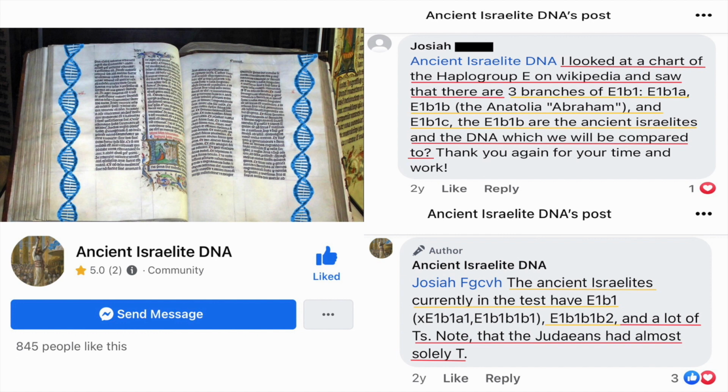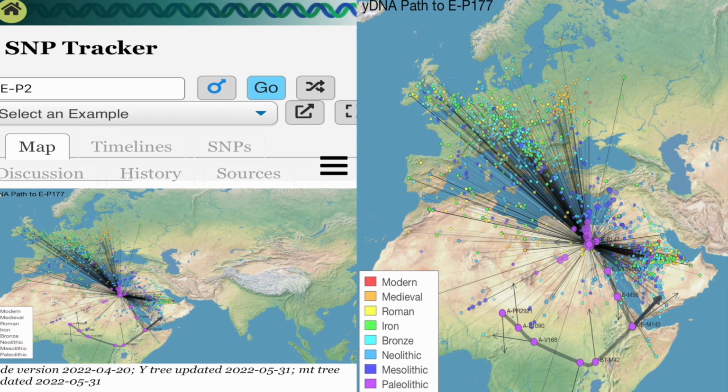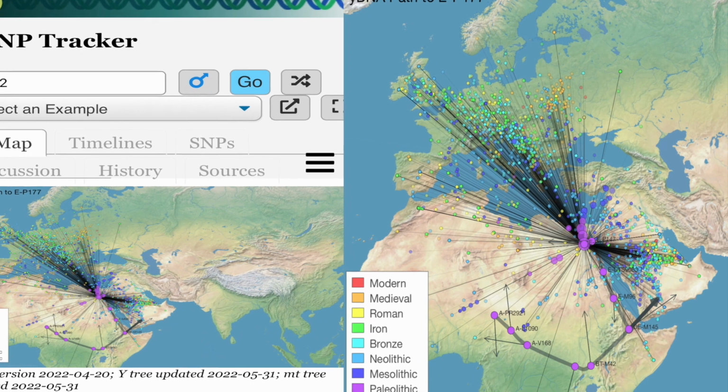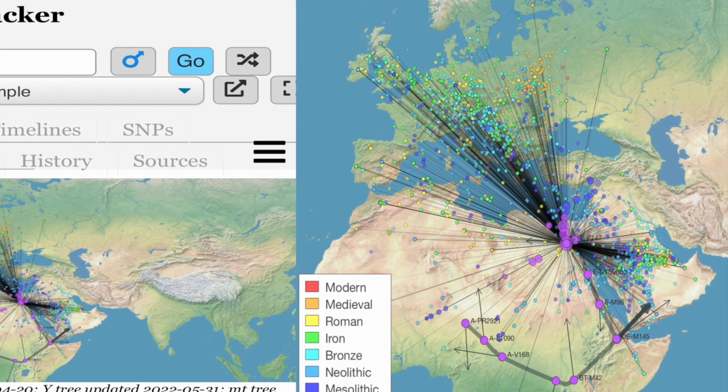Then the admin of the page responds saying, the ancient Israelites currently in the test have E1b1, E1b1b2, and a lot of T's. Note that the Judeans had almost solely T. If Abraham truly is E1b1, this would mean that the Israelites are a mixture of E1b1a and E1b1b.